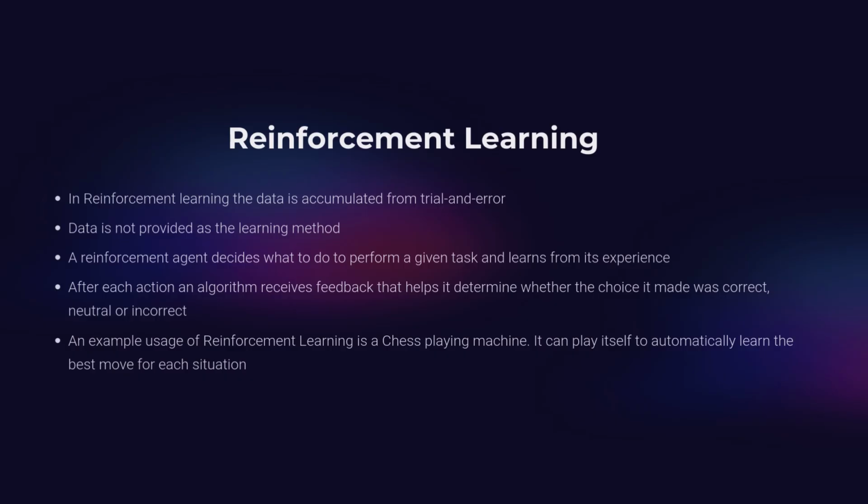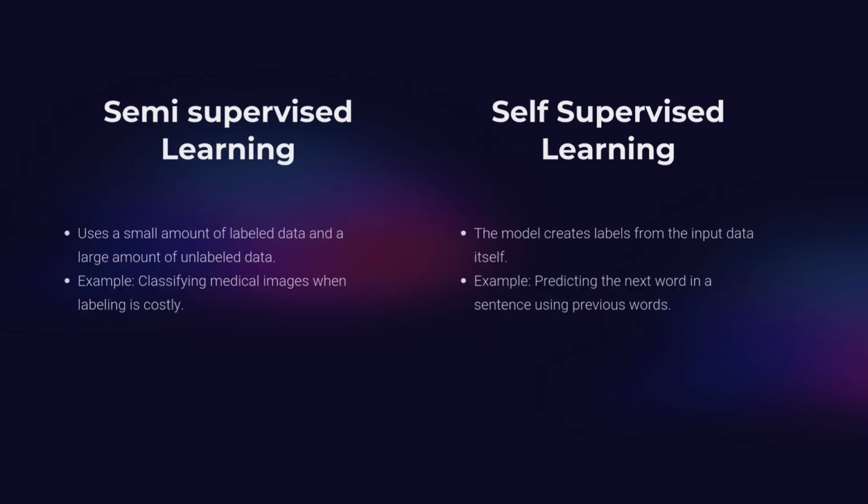reward or penalty. After that, the agent updates its strategy to improve future rewards. It works well for sequential decision making and it can even learn more complex strategies. The disadvantage of this is that it requires many trials to learn effectively. And then semi-supervised learning and self-supervised learning.